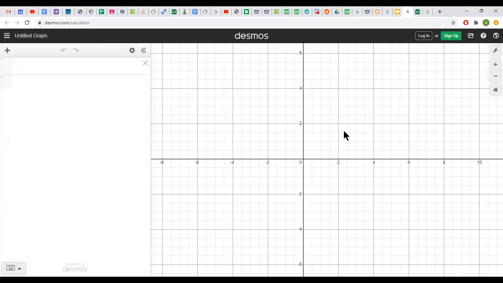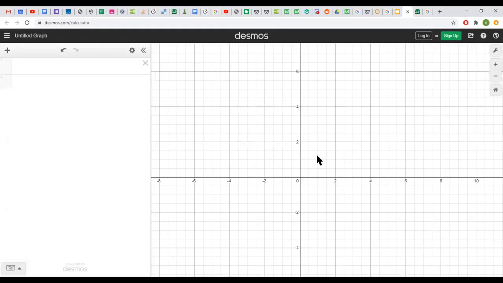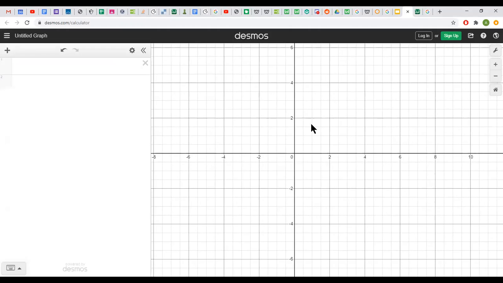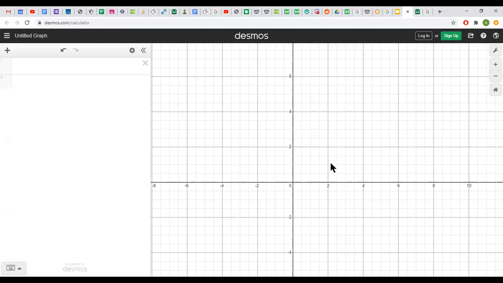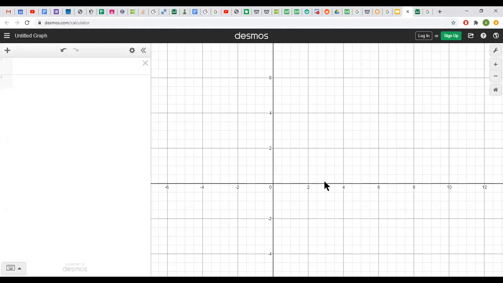Okay, so now, a review or an intro. I'm sure many of you know how to graph in the coordinate plane, so this might be a review to some of you. But for those of you who don't know, this is called the coordinate plane. We have our x-axis, this horizontal number line is called the x-axis, right? And our vertical number line is called the y-axis.